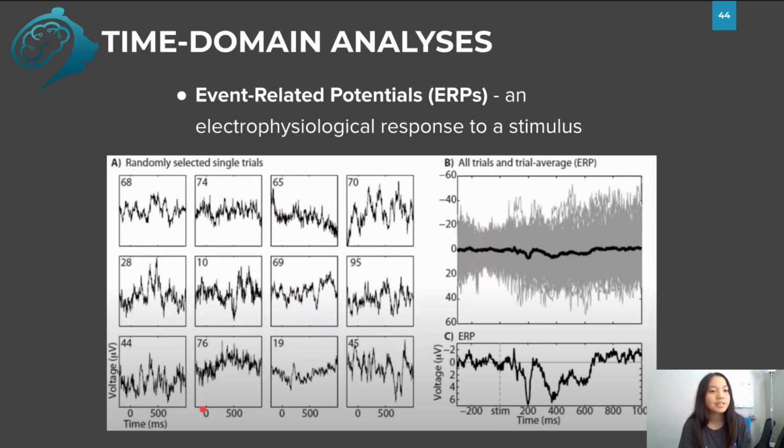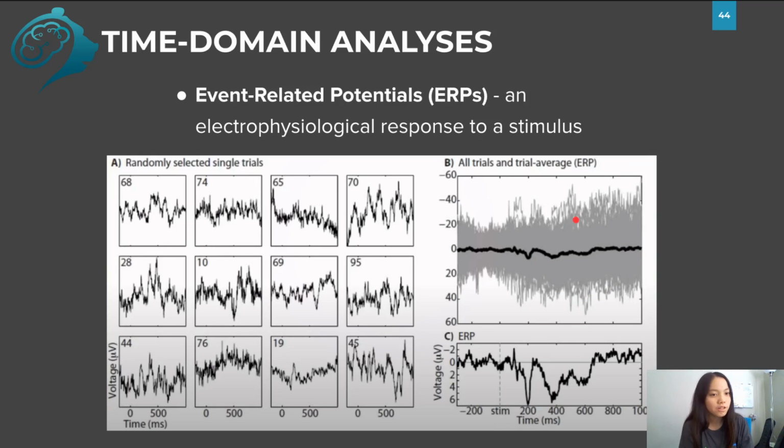So here you can see that individual trials can be variable, so there is a lot of variability over different trials. But in this plot on the right, you can see all of the 99 individual trials in gray. And the black part here is plotting the ERP, which is the average of all of these trials.